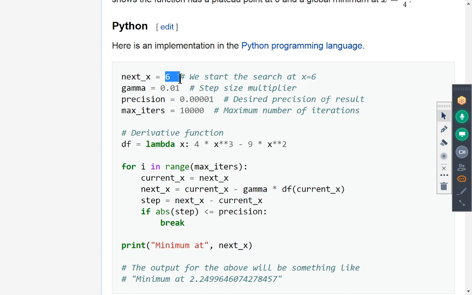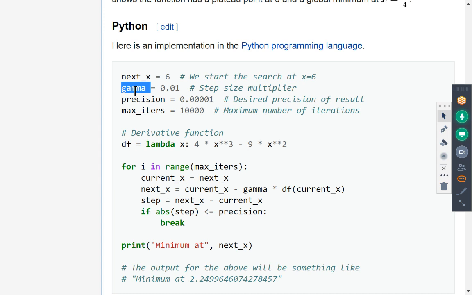What you are trying to say is, first, we don't know which is the minimum value, right? I have the function, but I don't know what the minimum value is. I'm assuming the minimum value is 6. That is my assumption. Then gamma is nothing but how long a step you have to take.